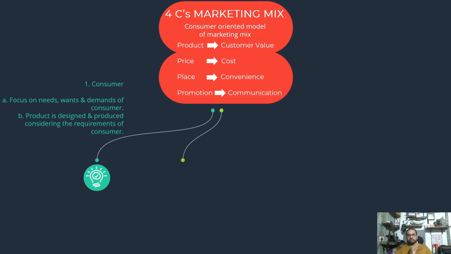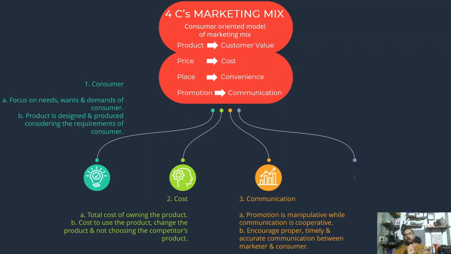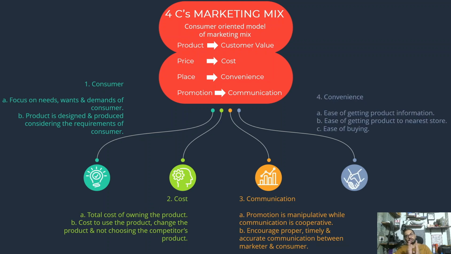Now, all those marketing mix elements were limited to the producer oriented model of marketing mix. But when it comes to the consumer, those four P's are replaced by four C's. So product is replaced by the customer value. So what is customer value?